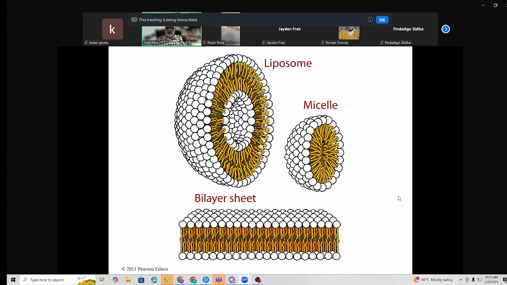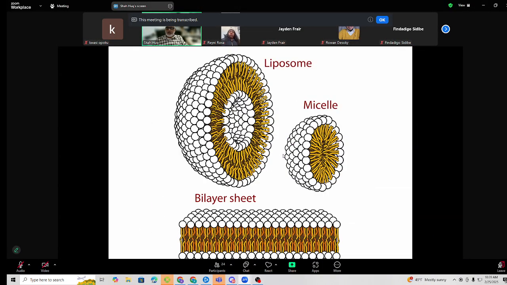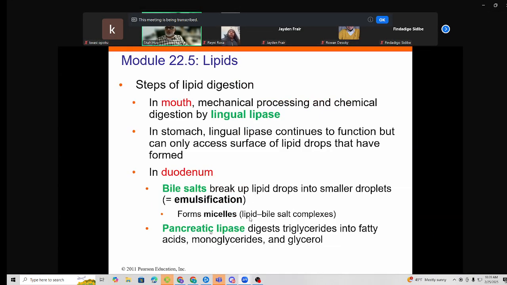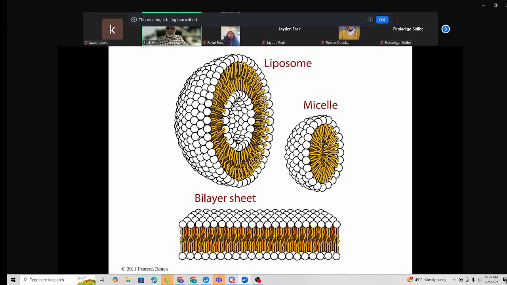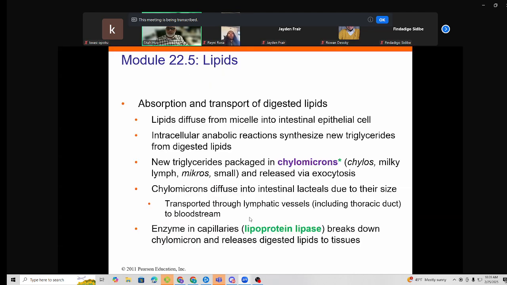Emulsification, you can see here, these are the lipids, and with the help of bile, it makes this kind of round shape. This is called the micelle. A micelle is the form of emulsification. And emulsification is favorable for the enzyme pancreatic lipase to digest the triglyceride or lipid.